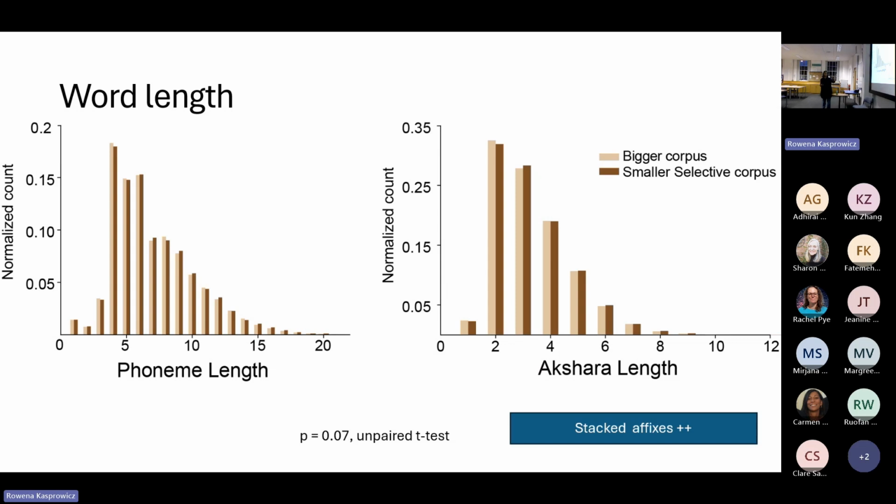And we are looking at the phoneme length of the words, and Akshara is the orthographic unit of Kannada, the Indic writing system. And what you have in the lighter brown is the bigger corpus, the full corpus of about 500 books. And the darker brown is the selective corpus, where we've non-sequentially collected this. And we thought, of course, statistically, they're not equivalent, but there's enough here for us to be confident that it's going to pick up the word types we are interested in.